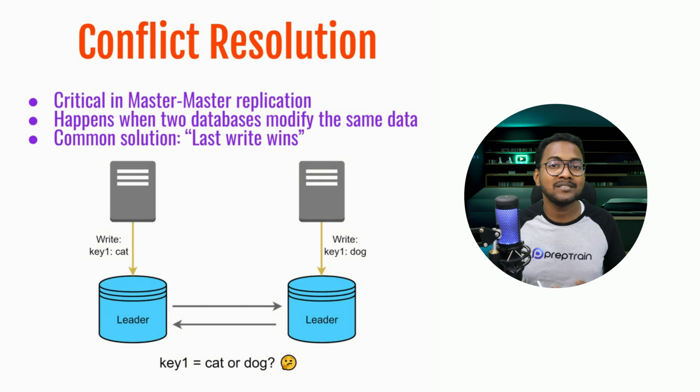Another approach is to use version control or automatic merging. Some systems will keep track of different versions of the data and attempt to merge changes automatically. However, this can get very complex, especially when dealing with large data sets or frequent updates.